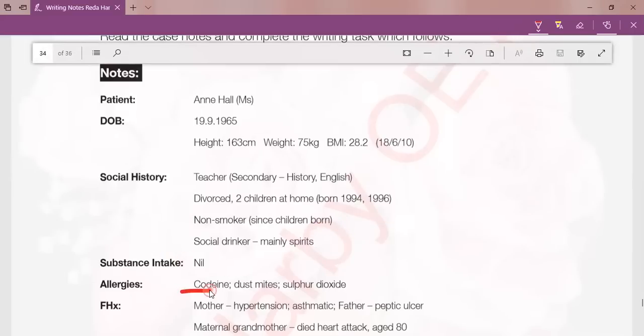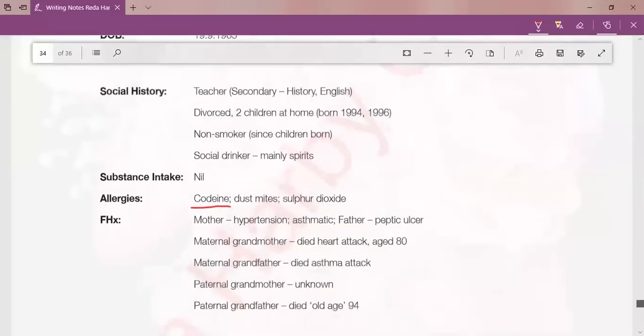This is allergies, codeine. It is very important for any doctor to know that this patient is allergic to some drug. Maybe not house dust mites or sulfur dioxide, so as you wish. This is called semi-relevant, and it is as you wish.